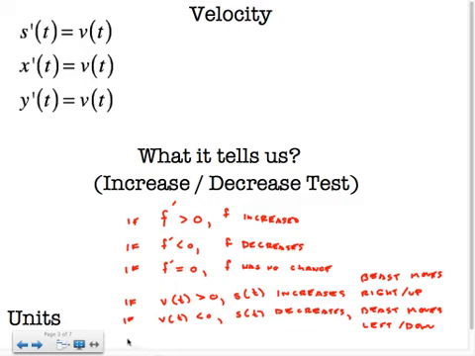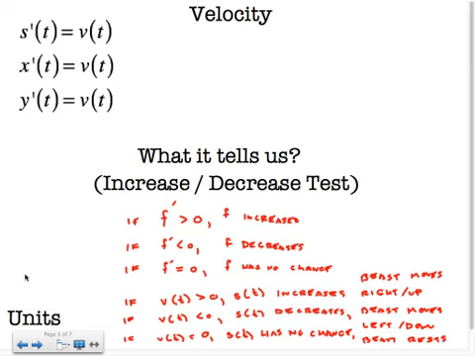And if the velocity happens to be 0, then your position's not changing. And so in physics, we say the beast is at rest. So s of t has no change, the beast rests, stands still, even if it's momentarily.